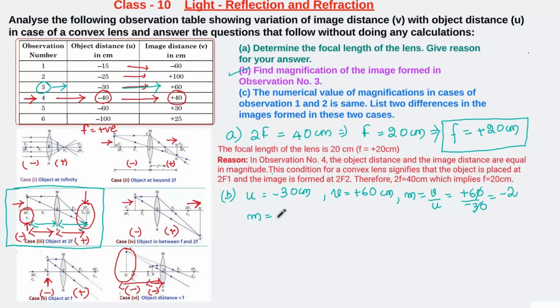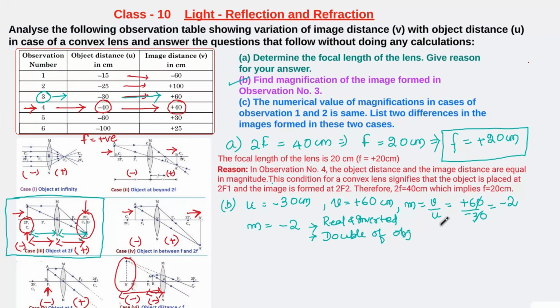Hence the magnification is minus 2, in which the minus sign indicates that the image is real and inverted, and the number 2 indicates that the image is magnified and double the object height. This is the answer to the second bit question.